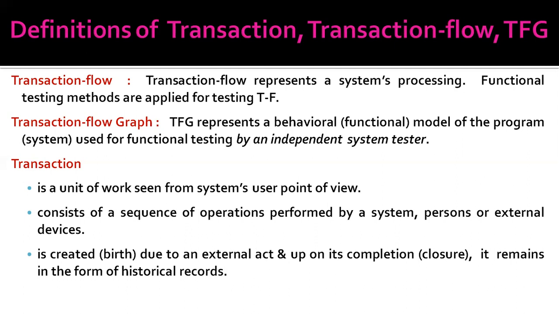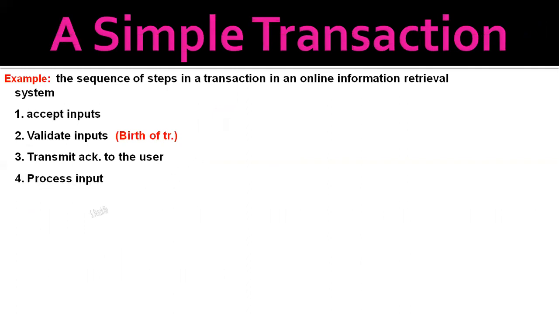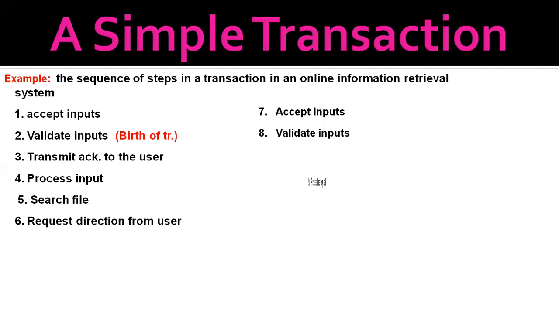And at the conclusion of the transaction processing, the transaction will be no longer in the system. So it will die and it will get terminated. So now let us see this small simple example of a transaction. A transaction for an online information retrieval system might consist of the following few steps.